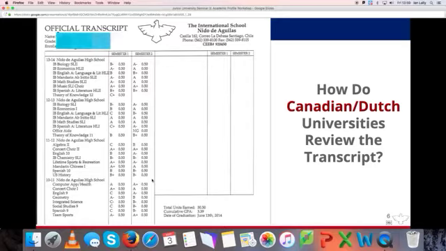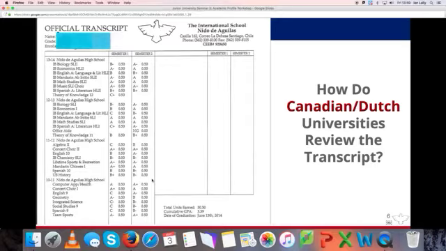So the idea is that if you apply to engineering or business in a Dutch university or a Canadian university, they're going to look for those science-based classes for engineering that you need, or those math-based classes for business if they require it.